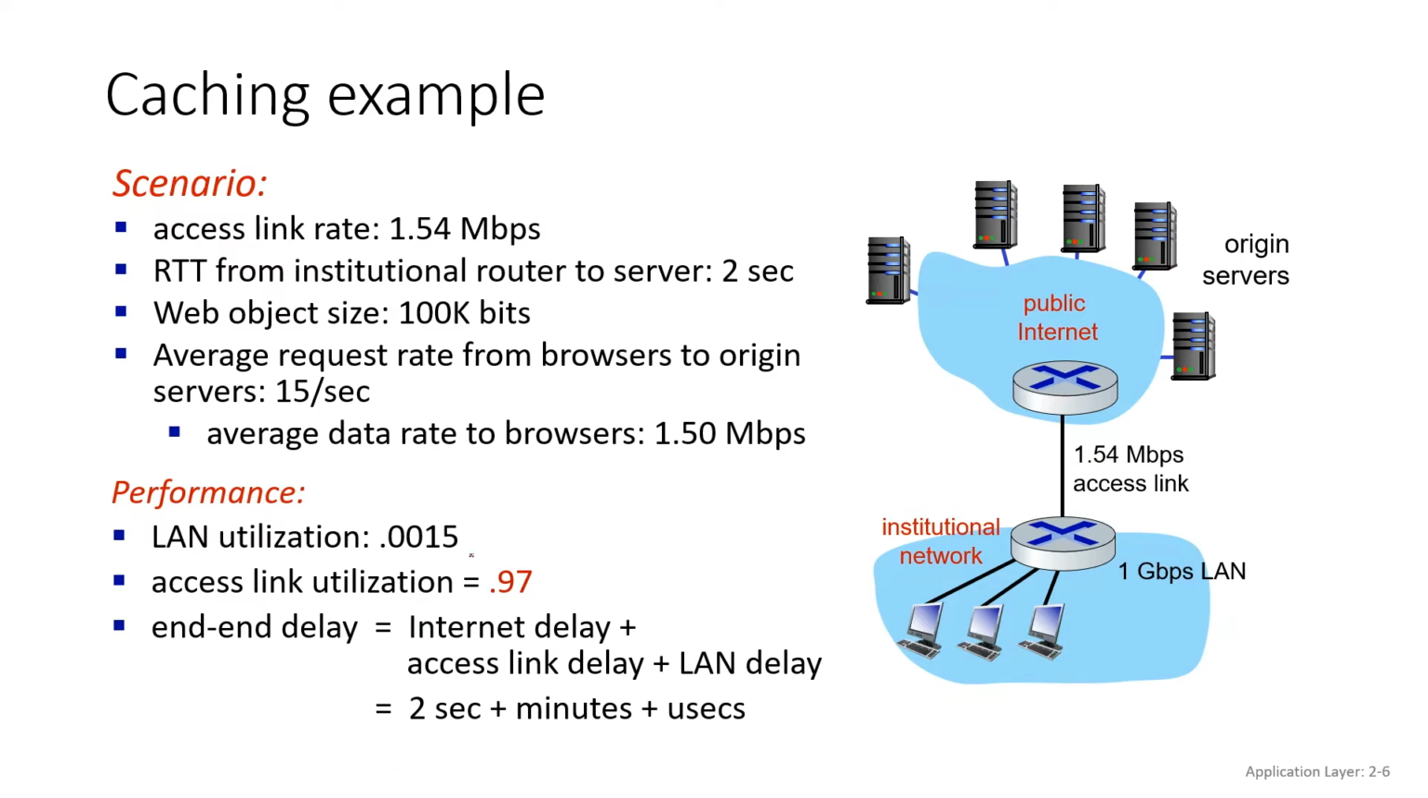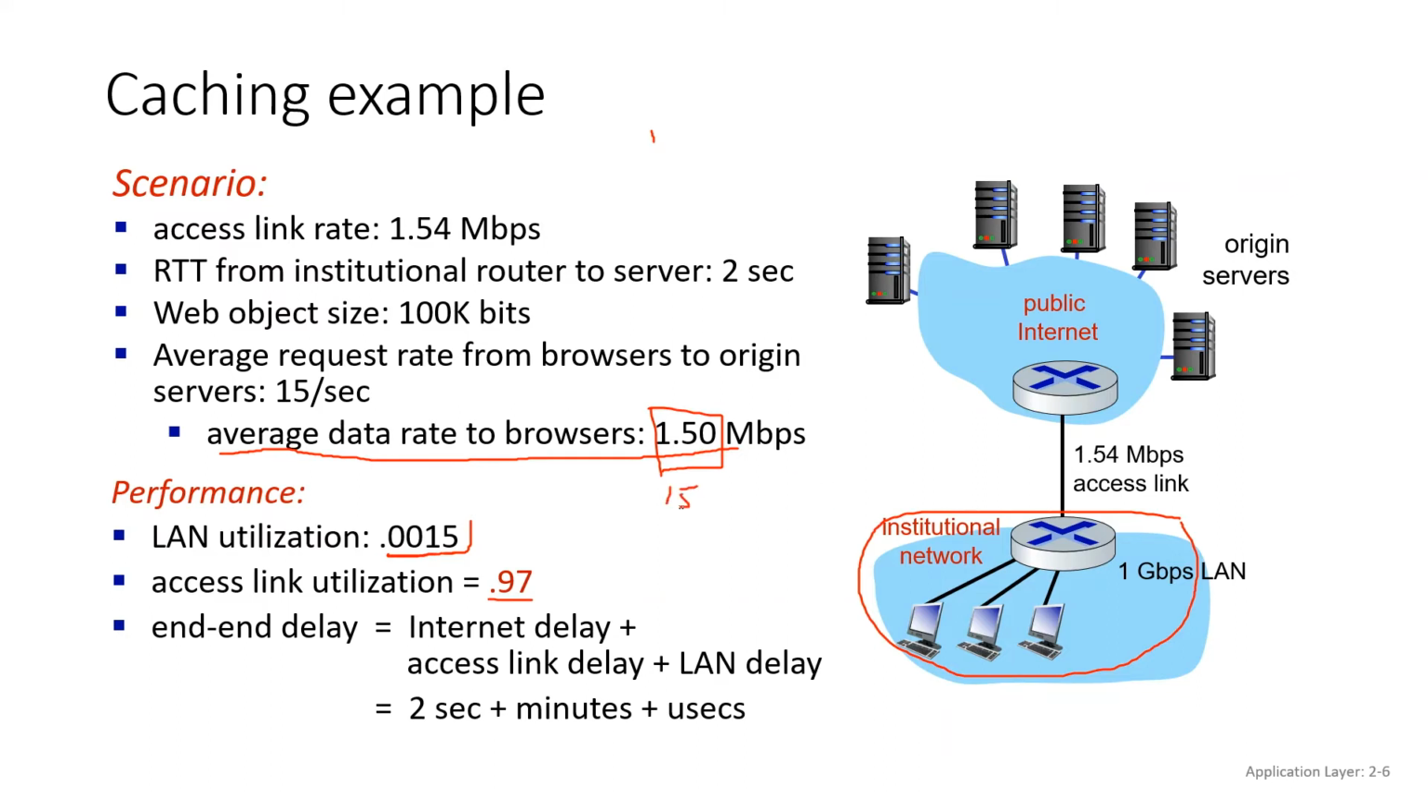Right. How did we get to these 0.0015 and 0.97? So what you do here, the LAN utilization, you can see it's very, very small, 0.15 percent. How did it get calculated? So what we do, we have the average data rate to the browser, which is 1.5 megabits per second. If you are within the LAN, one communication within the LAN with this data rate to the browser.